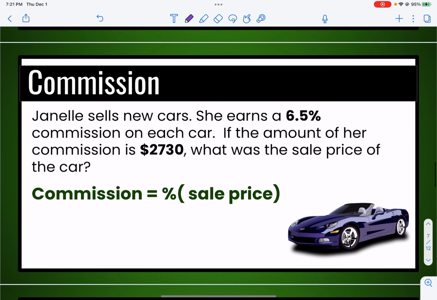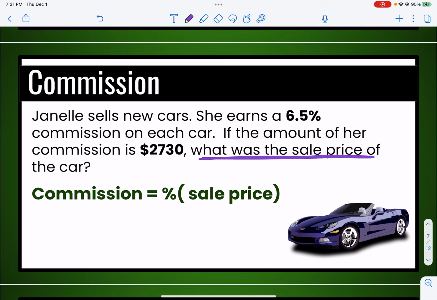All right, let's try a different problem. And remember, if you've seen commission before and you want to stop the video and try the problems on your own, feel free to do that. So Janelle sells new cars. She earns a 6.5% commission on each car. If the amount of her commission is $2,730, what was the sale price of the car? Now, this problem is different than the last one we did, because in the last problem, we were looking for the commission. But in this problem, we're actually looking for the sale price of the car.